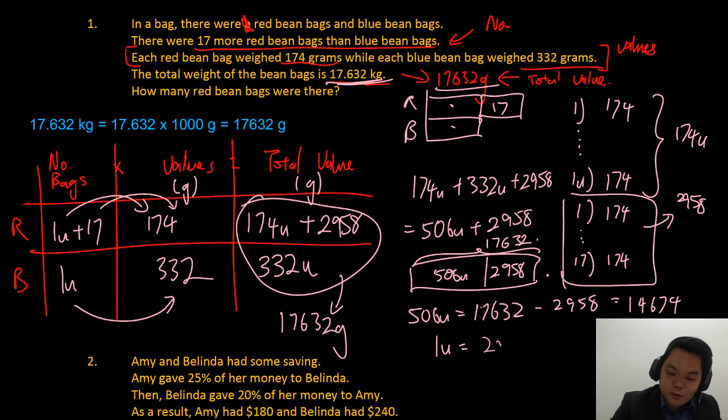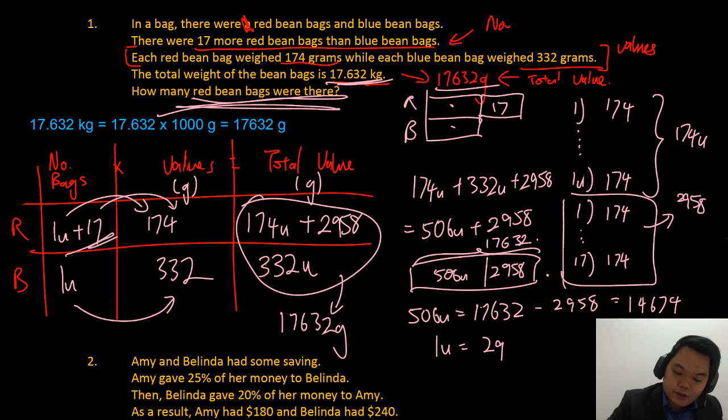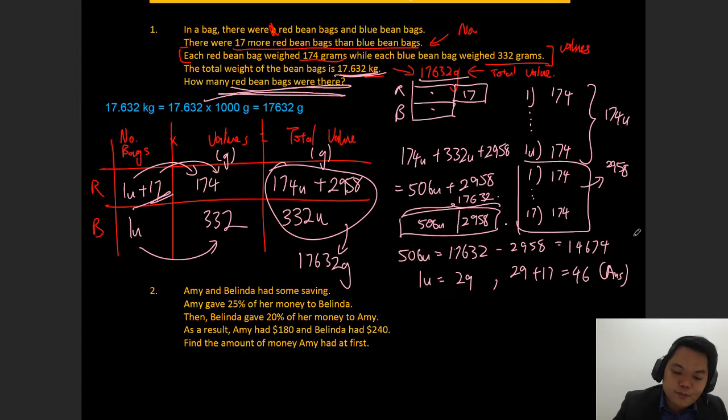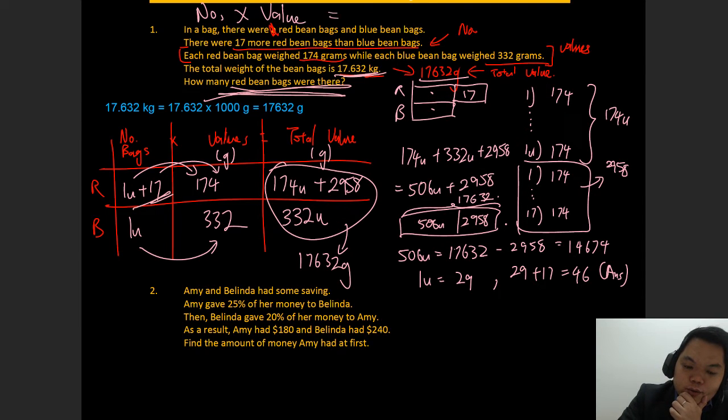This will give you 29. So 1 unit here is 29, which means to say that your number of red bean bags will be 1 unit plus 17. Okay, so 29 plus 17 will give you 46, which is your answer. Alright, so the first structure is based on number times value to give you the total value.